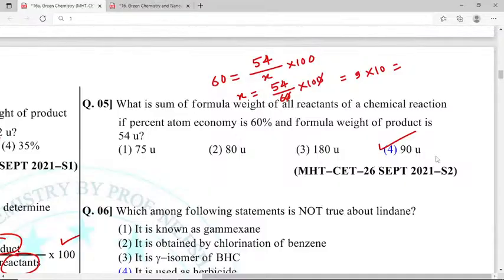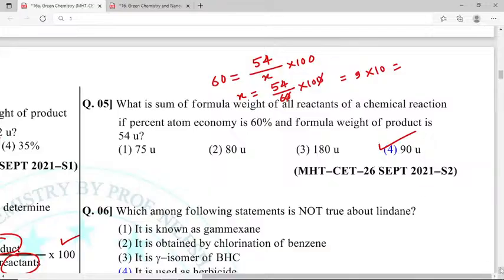What is the sum of formula weight of reactants of a chemical reaction? Formula weight of the product divided by formula weight of reactant, multiplied by 100. We have to calculate the reactant here, written as X value. Percent atom economy is 60, so 60 is equal to 54 by X, multiplied by 100. Solve for X, and the X value came as 90. So this is 90 U. Clear everyone? Okay, next question.